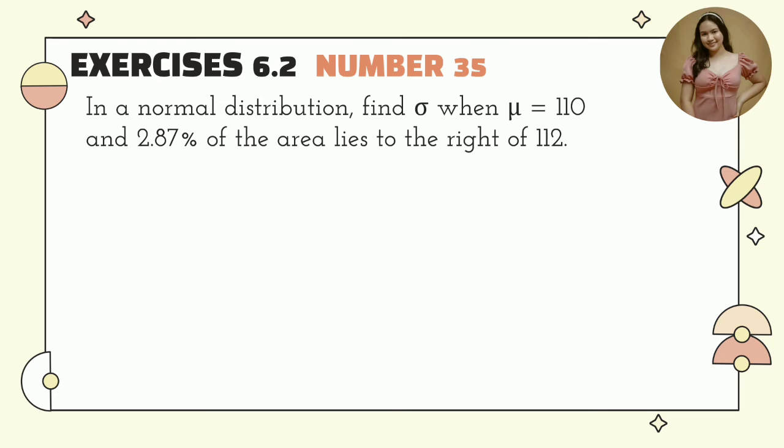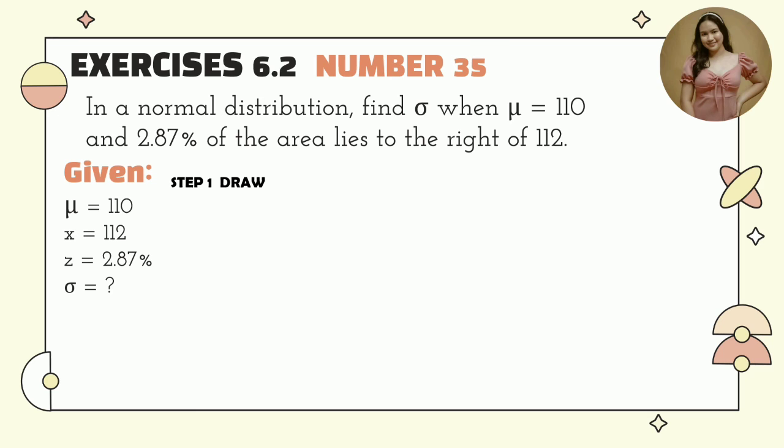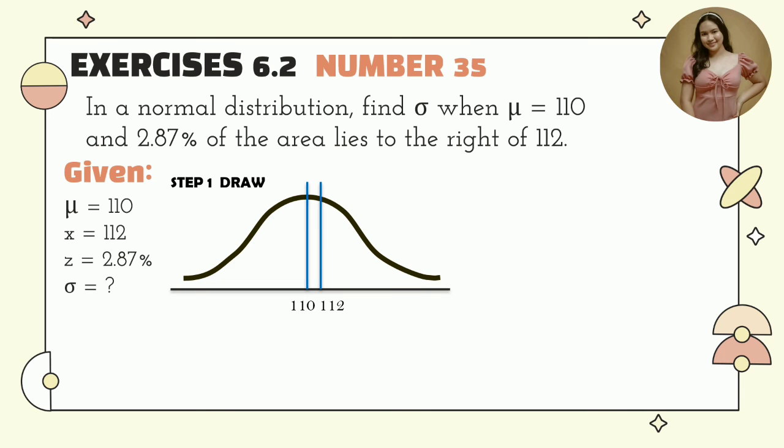Our given problem: in a normal distribution, find the standard deviation when the population mean is 110 and 2.87% of the area lies to the right of 112. Our given population mean is 110, our x value is 112, and our area is 2.87%, and we are looking for our standard deviation. Step 1, draw the normal distribution curve. And then we plot our mean, which is 110, and our x, which is 112. And we are looking for the area to the right of our x value, which is 112.